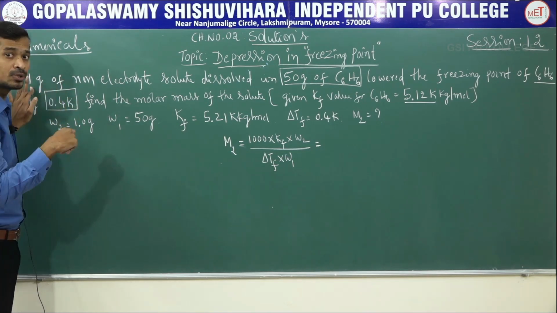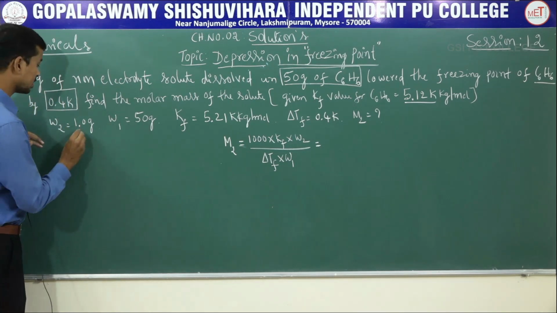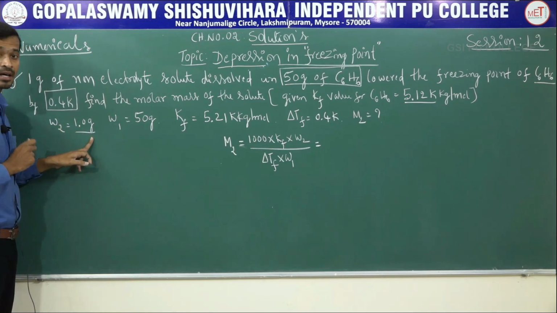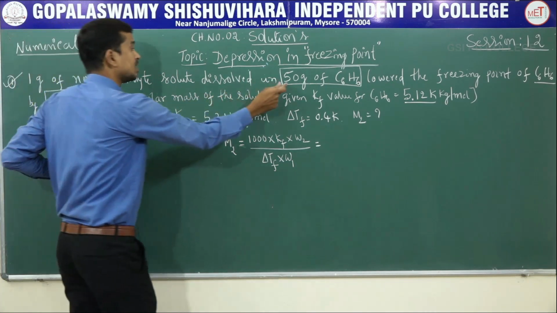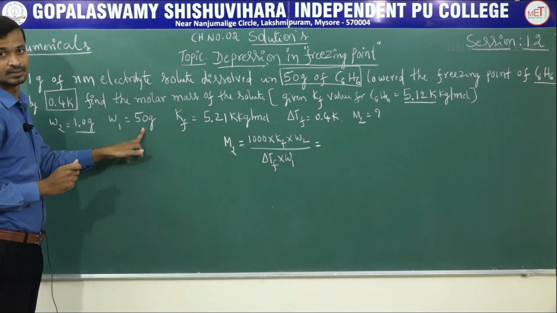W2 is the mass of solute, which is 1 gram. W1 indicates the mass of solvent. Which solvent? Benzene. What is the mass of solvent? 50 gram. W1 is equal to 50.